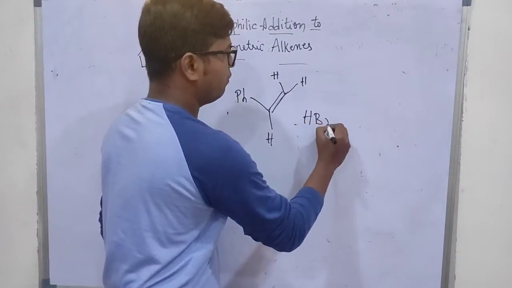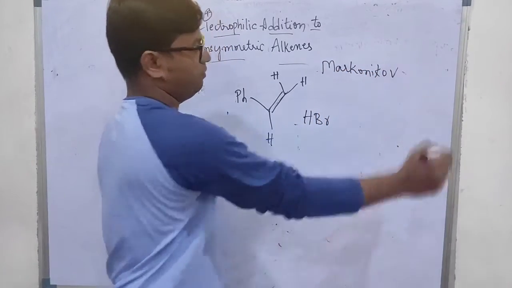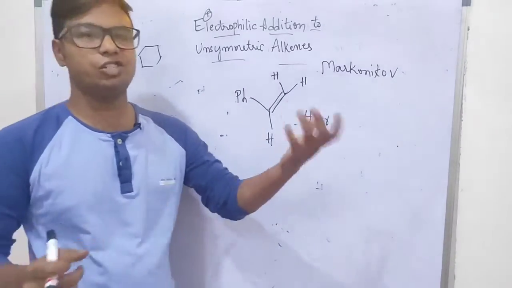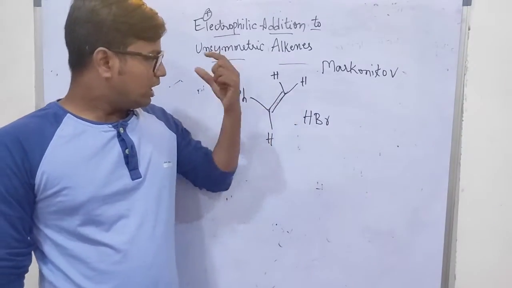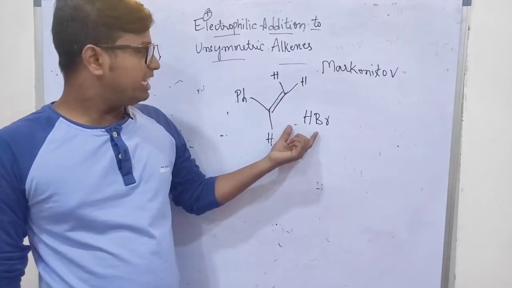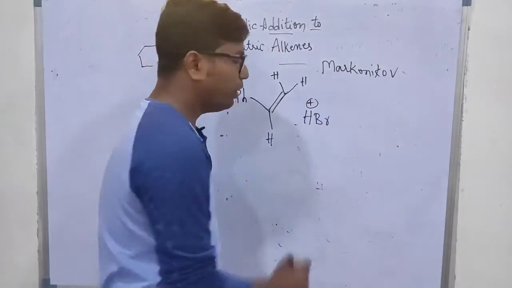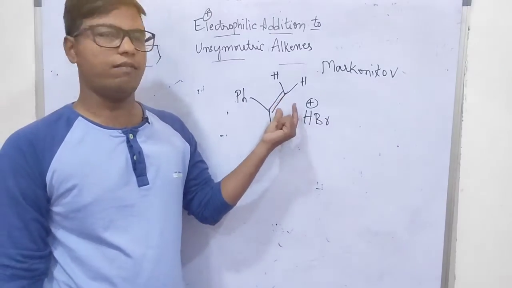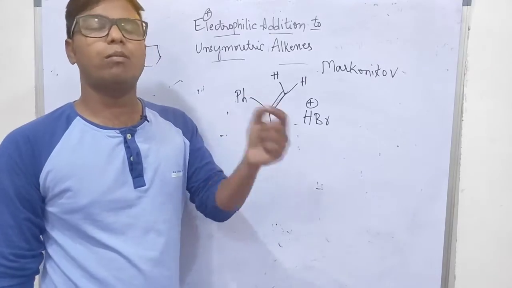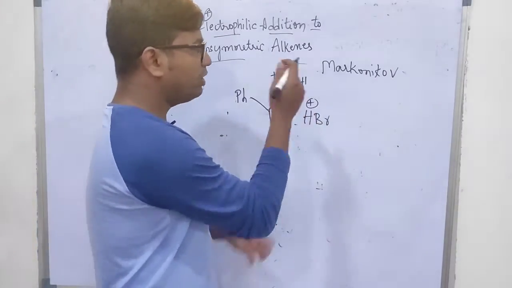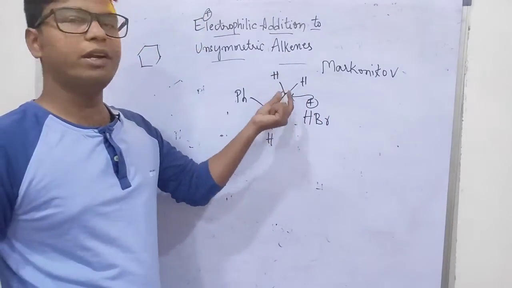According to Markovnikov's rule, Markovnikov, he is a scientist, he gave one rule, which is nothing but Markovnikov's rule of addition. Addition of what? Any acid, like protic acid. So, according to this rule, listen carefully, hydrogen, that is, proton, is going to add where there are more number of hydrogens. It is going to attack the carbon where more number of hydrogens are present. So according to this rule, hydrogen is going to add here.